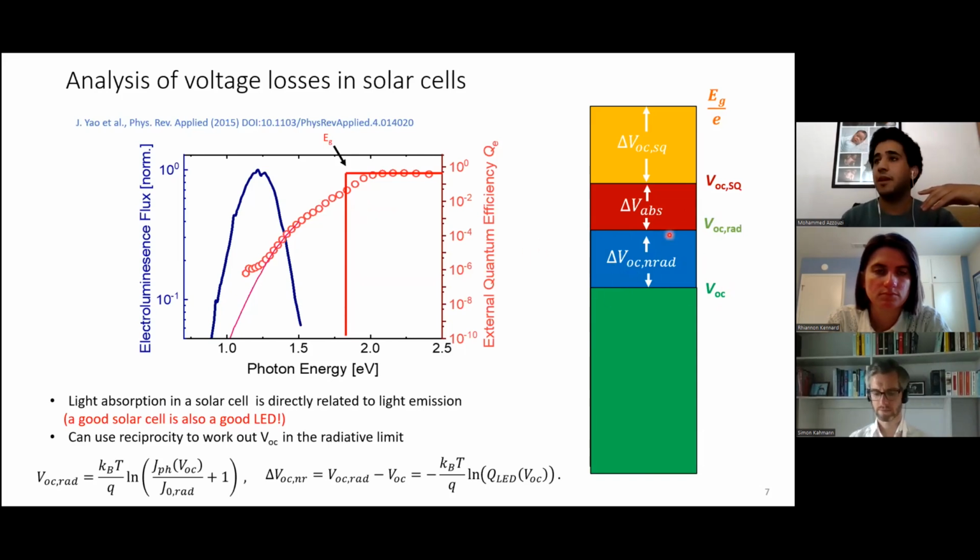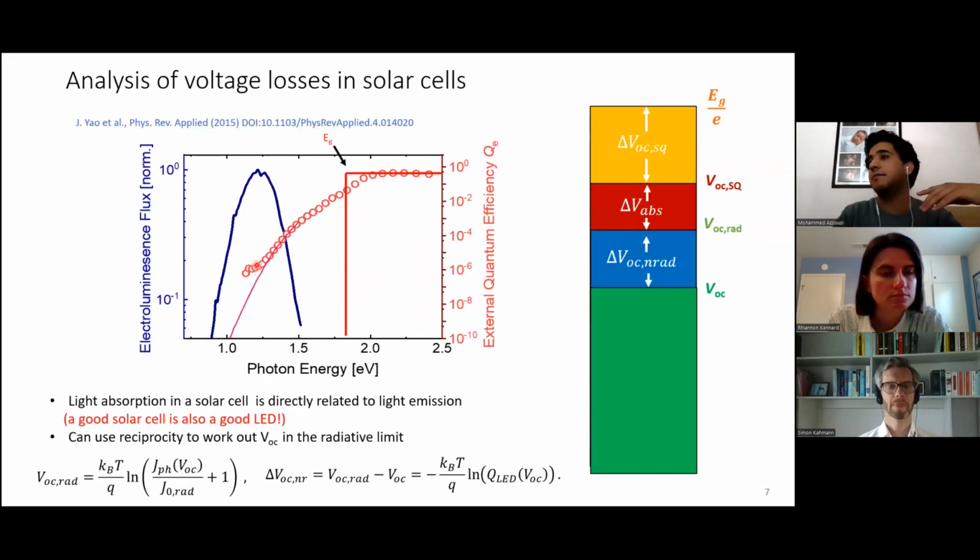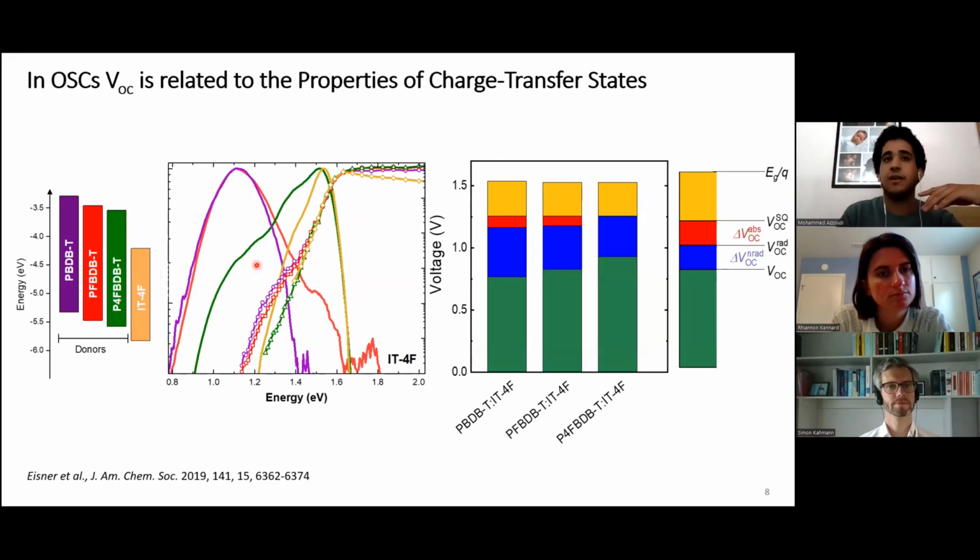So if we do these calculations, for example, for a series of three different donors where we've modulated their energy levels by fluorinating them, blended with the same acceptor.